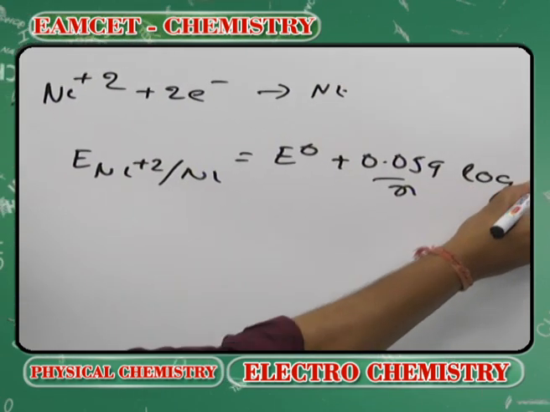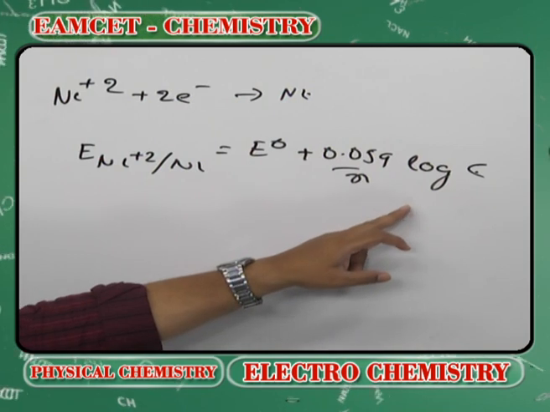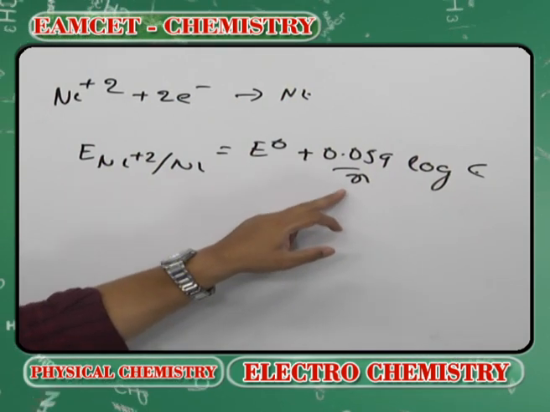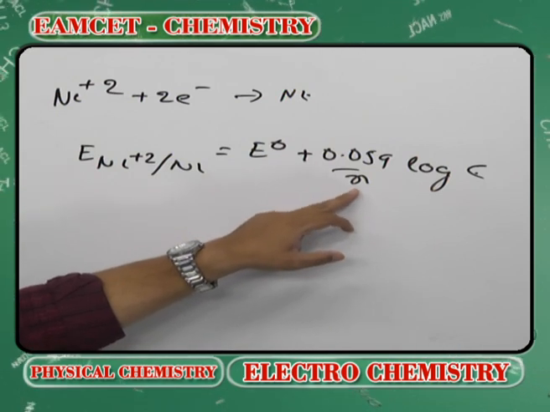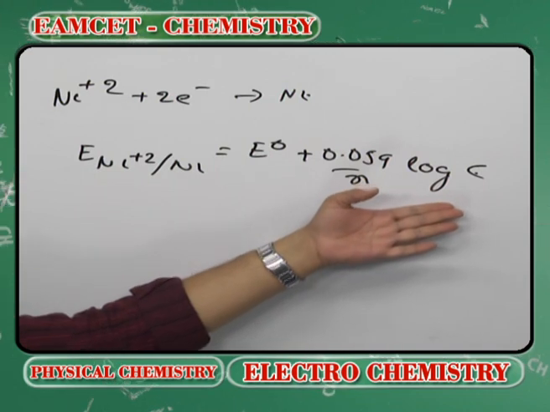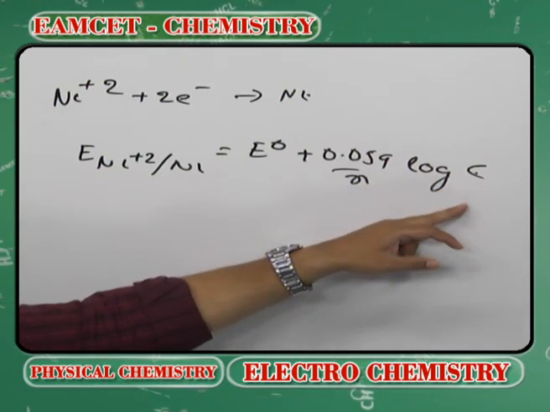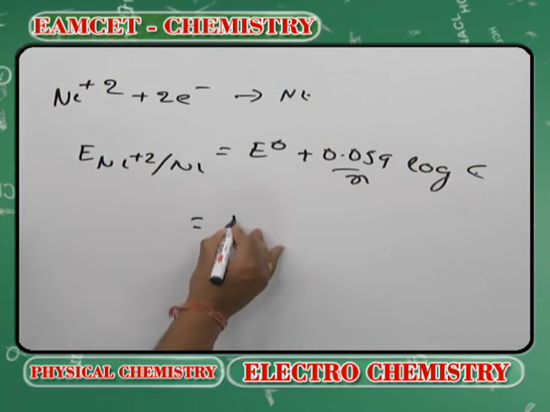What does C stand for? The concentration of the electrolyte. What does n stand for? The number of electrons involved. Now what is given in the new problem? The concentration is reduced to 1 by 10.